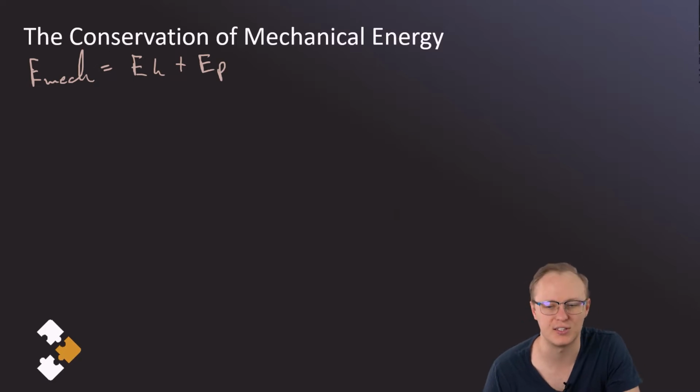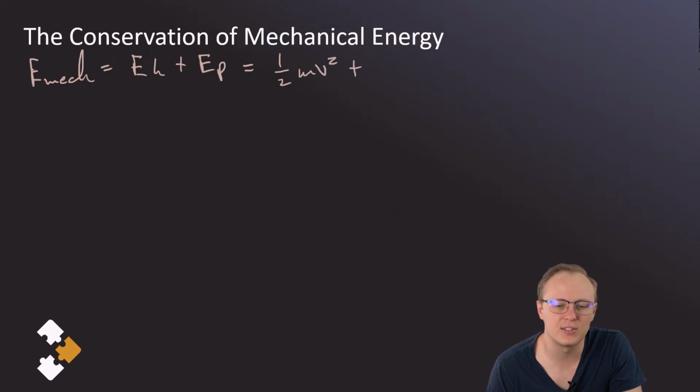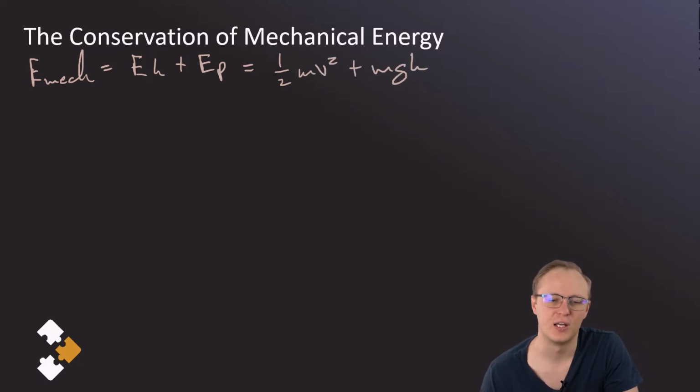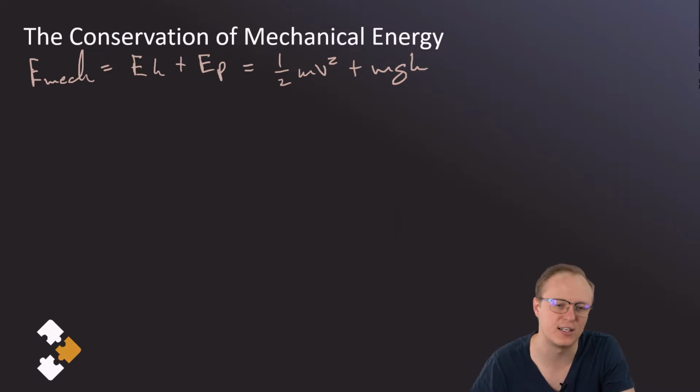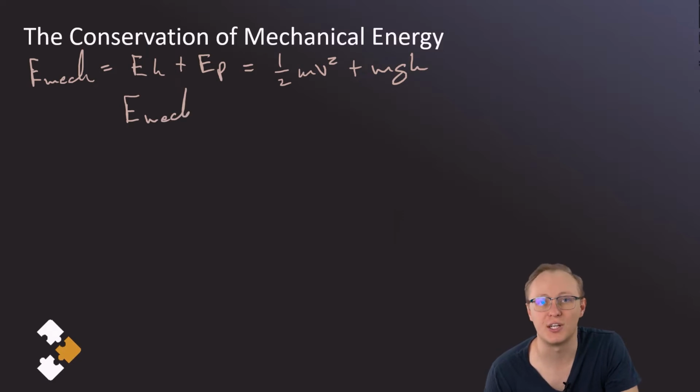Well, EMEC is the sum of kinetic energy and gravitational potential energy, EK plus EP. And if you like, you can also write that as half mv squared plus mgh. Okay. So if we're saying conservation of mechanical energy, we're meaning that mechanical energy has to remain the same, right? So that means that for some motion of an object, if it's in an isolated system, the initial mechanical energy is going to be equal to the final mechanical energy.